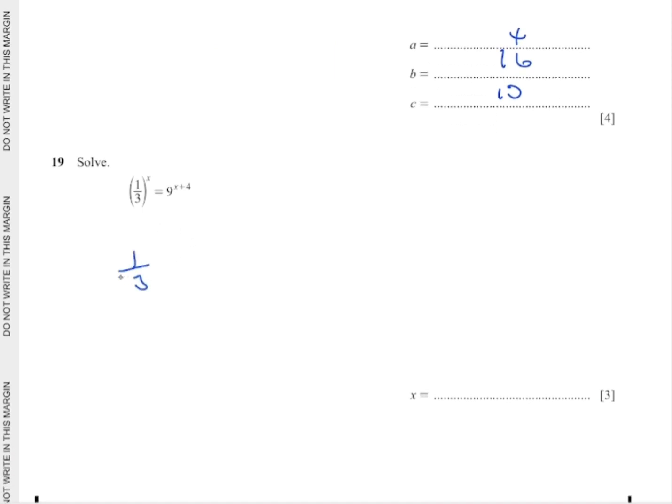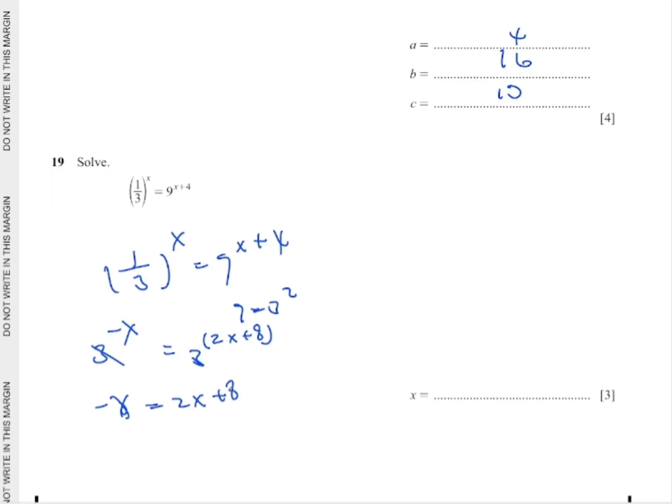Solve: 1 over 3 to the power of x equals 9 to the power of x plus 4. Since it's 1 over 3, it can be simplified to 3 to the power of negative x. On the right side, 9 equals 3 squared, so we can turn this into 3 to the power of 2 times (x plus 4), which is 3 to the power of 2x plus 8. We remove the 3, and we have negative x equals 2x plus 8. So 3x equals negative 8. x equals negative 8 over 3.